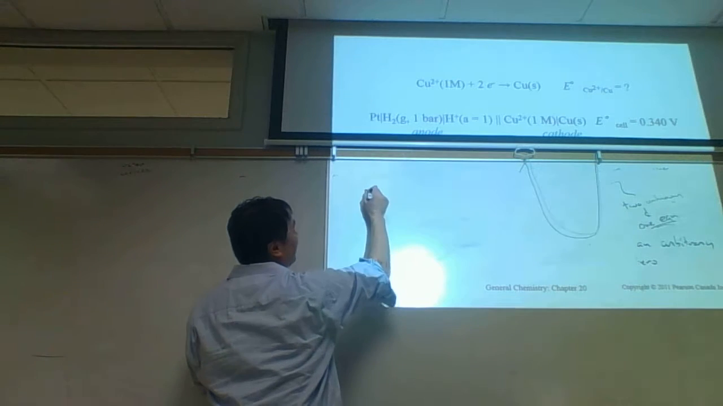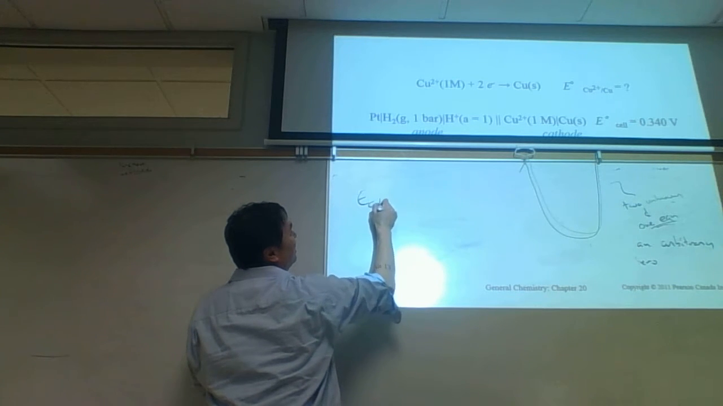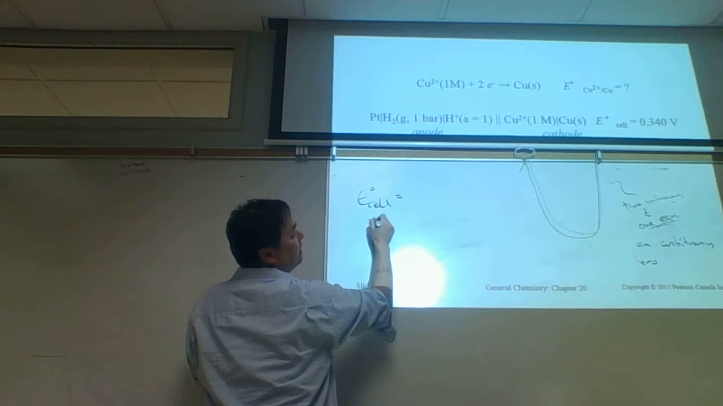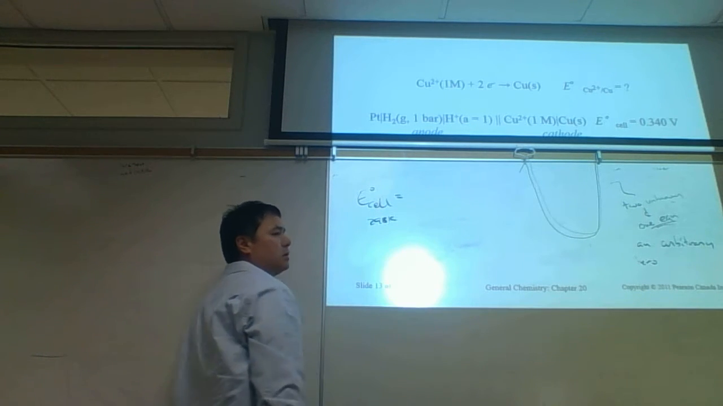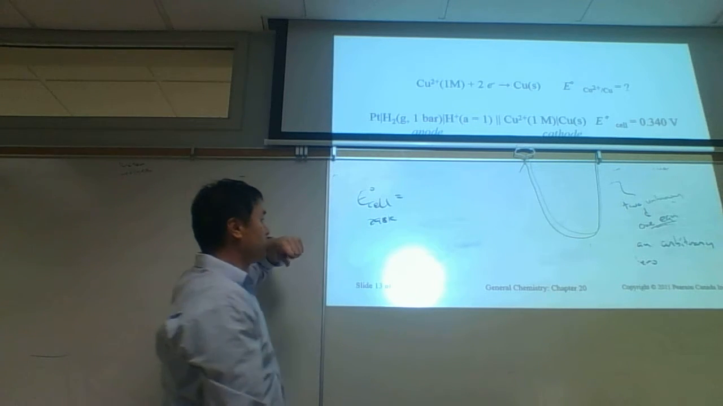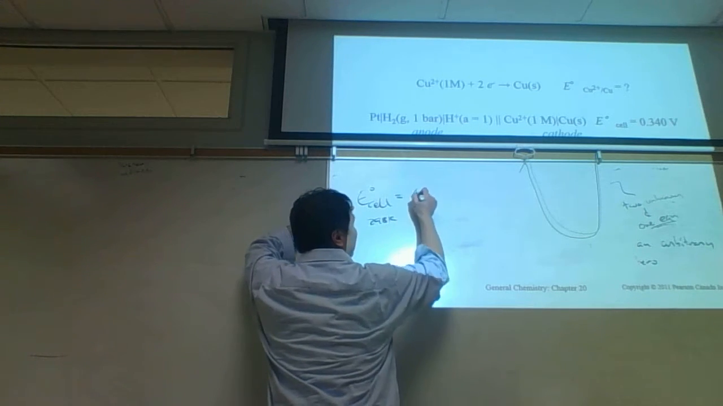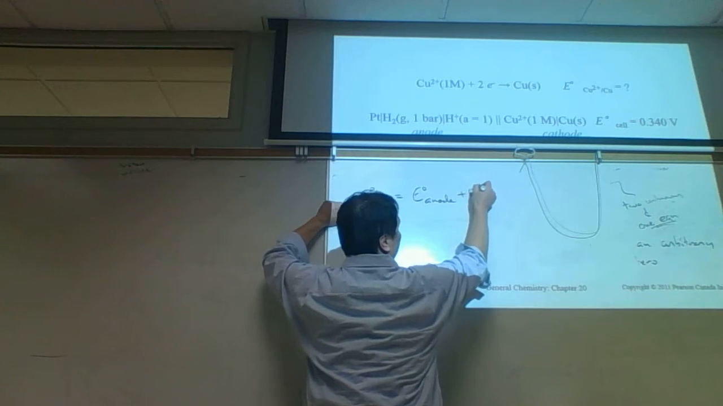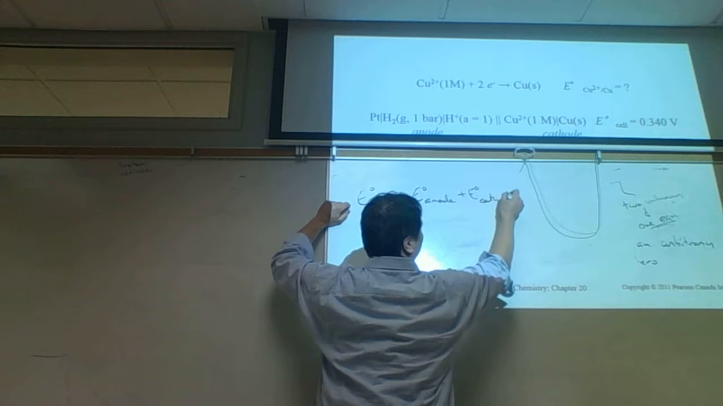So the cell potential, this is all under standard conditions, so that's why I'm going to write that. And it's going to be at 298 Kelvin, because the temperature is not stipulated in standard conditions, so we have to specify it. And so this is going to equal the anode potential plus the cathode potential.